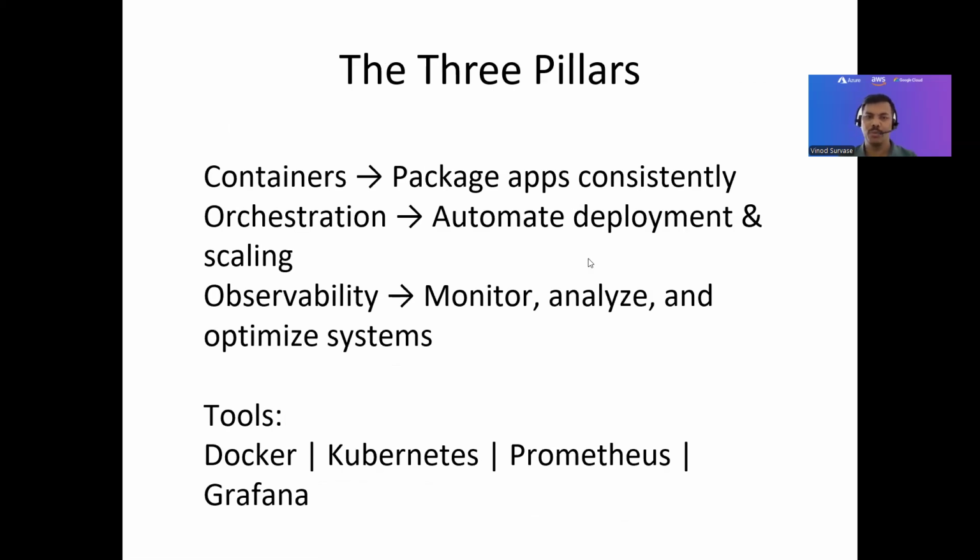There are three pillars, and those pillars would be containers, orchestration, and observability, right? So containers is going to be packaging the applications and building those and pushing them together. That's going to be continuous integration, or continuous deployment, you can say, right? And then orchestration, including automated deployments and scaling of the current state, right?